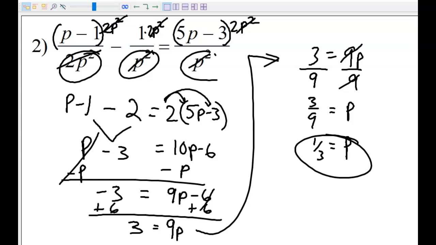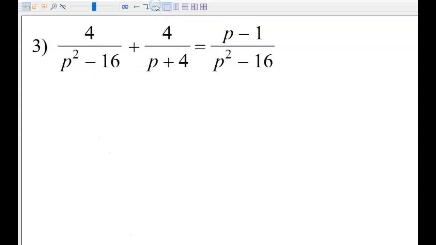All right, next one. Okay, so now we start getting into some of the more hairy ones that you guys might have been having some issues with in class today. Notice that in this case, we have binomials in the bottom, and they can be factored. So when you have binomials that can be factored, or even trinomials that can be factored in the denominator, go ahead and do that. So p squared minus 16 is a difference of squares. If you factor that, you're going to get p minus 4 and p plus 4.